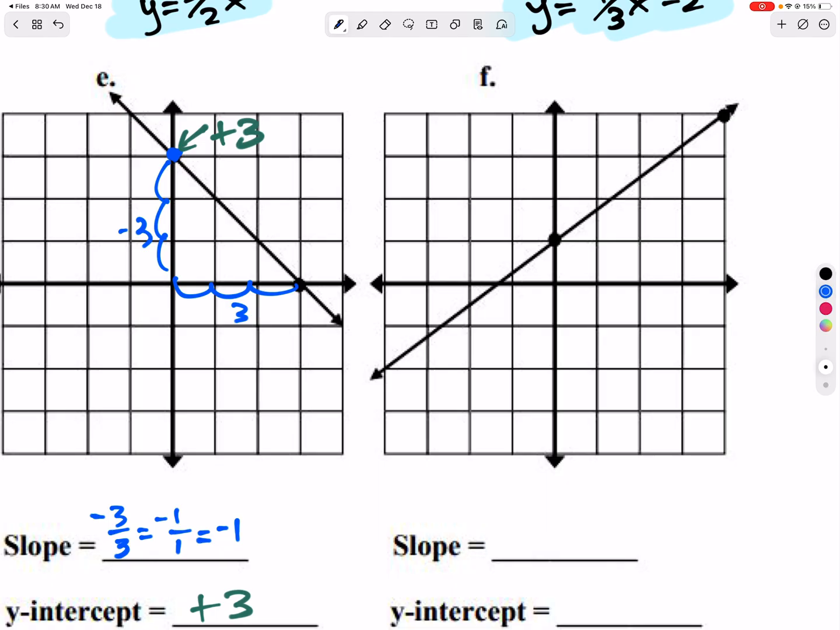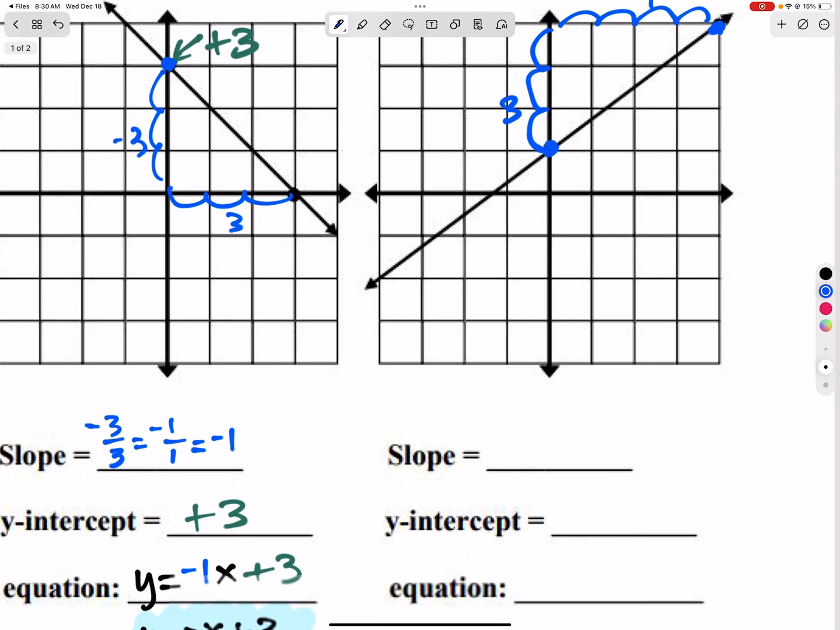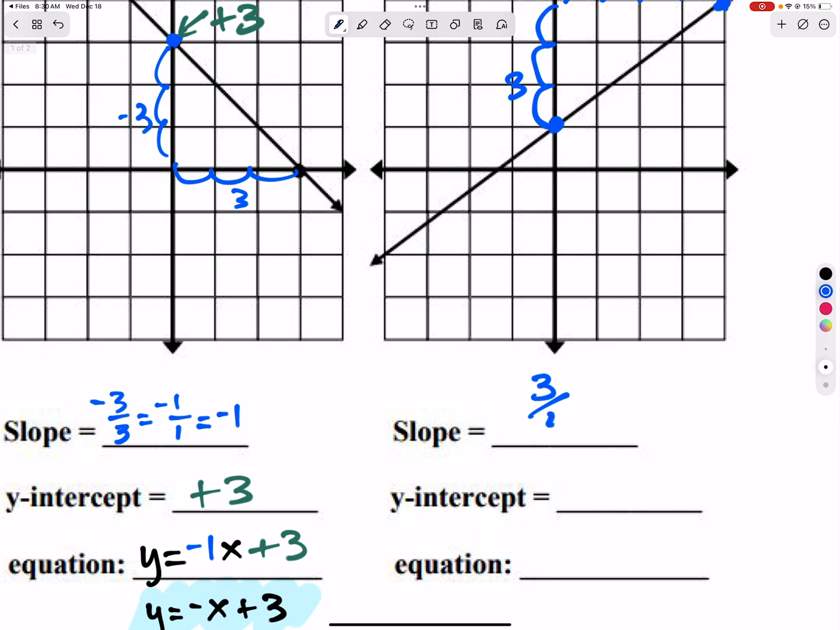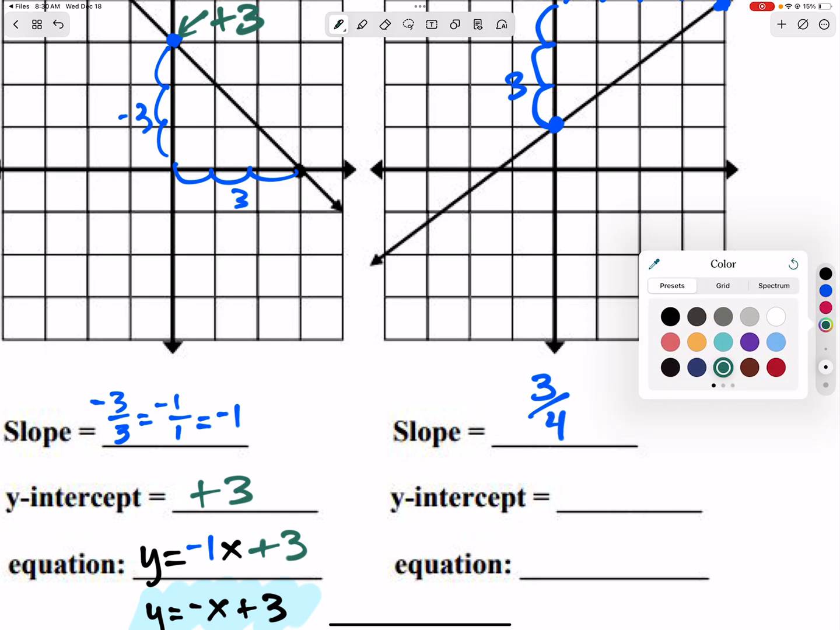Okay, let's take a look at this one. So we've got my slope. I'm going from here to here. So I'm going up 1, 2, 3. To the right, 1, 2, 3, 4. So 3/4. That's fun, and that's already simplified.